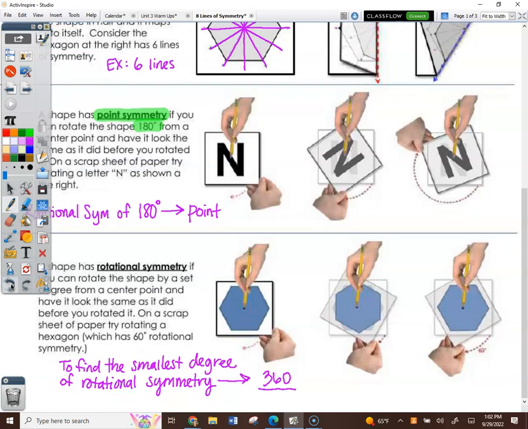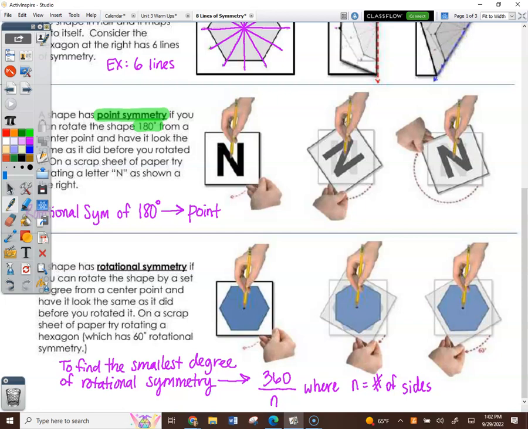I'm going to write 360 over n, where n equals the number of sides. If I ask you what the degree of rotational symmetry is for a square, your answer would be 90 degrees, 180 degrees, 270 degrees. You can list 360, but you really don't have to, because every shape has 360 degrees of symmetry.